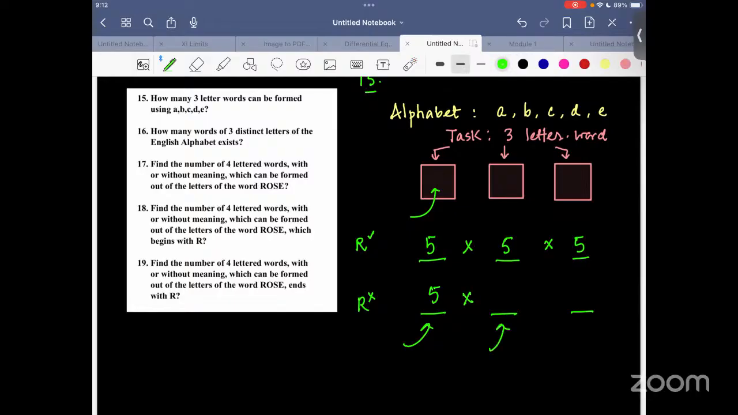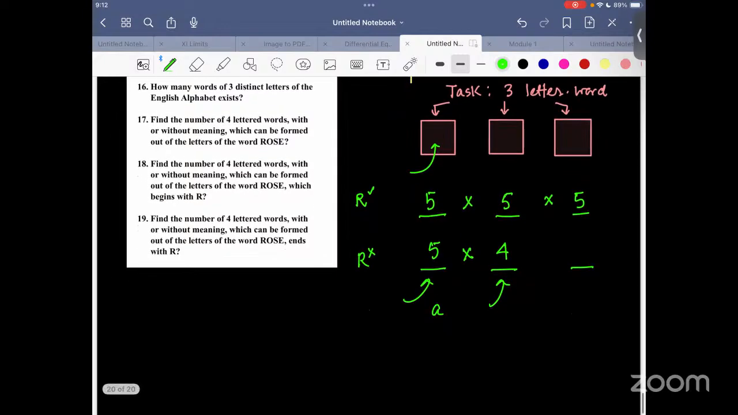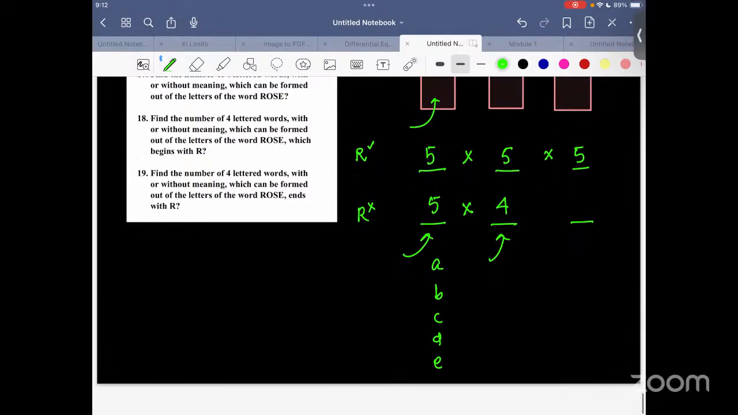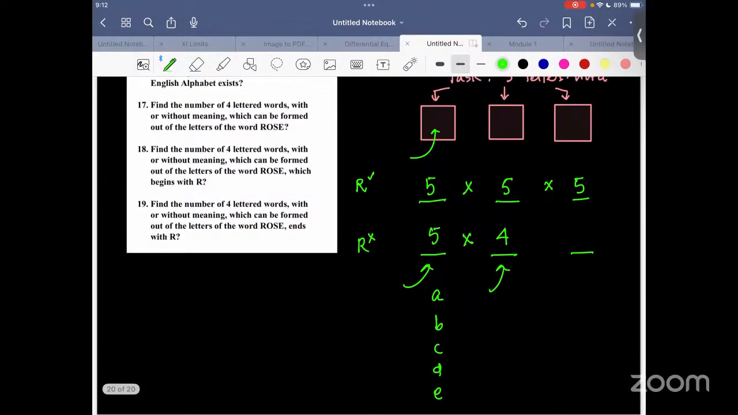Next, who can come here? Any four can come here. Why any four? Because for the first place, see who can come here? A can come, B can come, C can come, D can come, E can come. Who has actually come, I don't know. There are five cases of who can come.